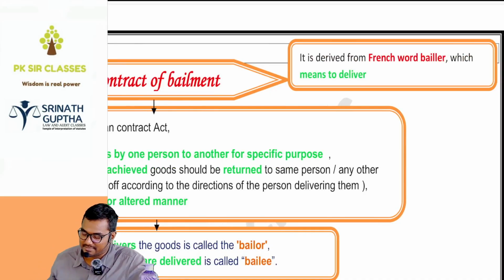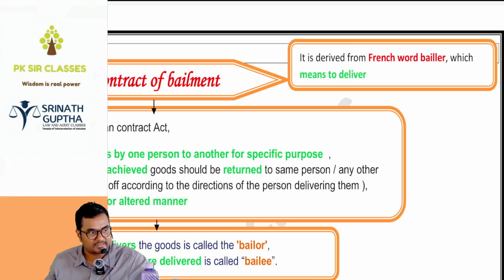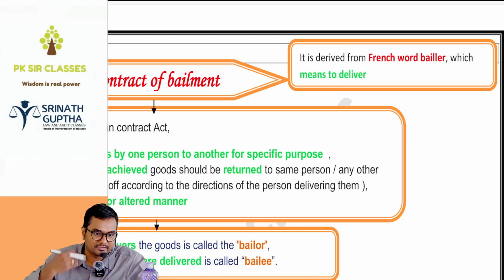The word bailment is derived from a French word bailer, which means to deliver. To deliver something to someone for a temporary purpose. I am giving the bottle to Rajini. She said, I'll return it after the class. I am giving the pen to Rajini. She said, I will return the pen after the class. I am giving the bag to my friend. He said, I will give it tomorrow.